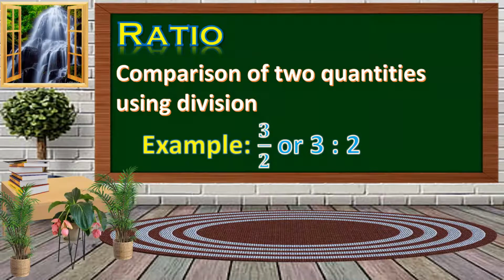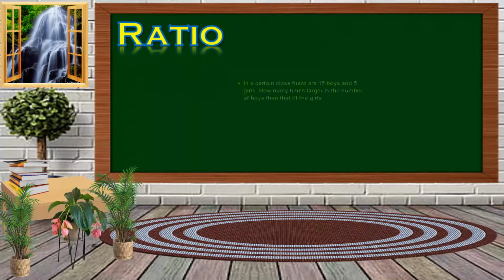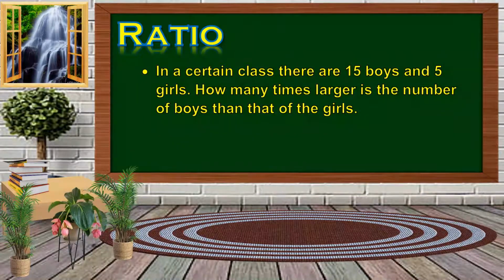Second example. In a certain class, there are 15 boys and 5 girls. How many times larger is the number of boys than the girls? First step, we write 15 to 5. As it says here, the number of boys to that of the girls. So 15 here is the number of boys, and we have 5 as the number of girls.